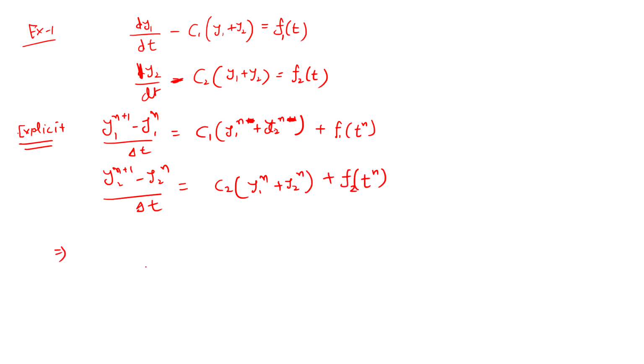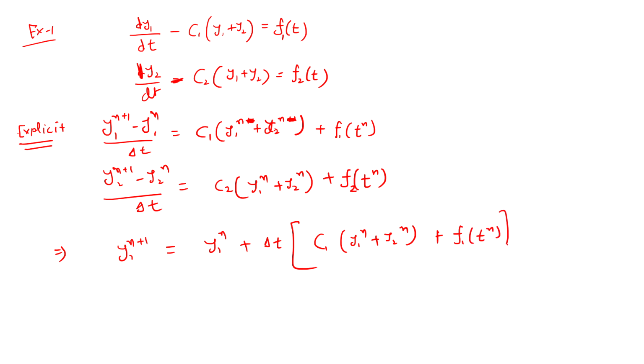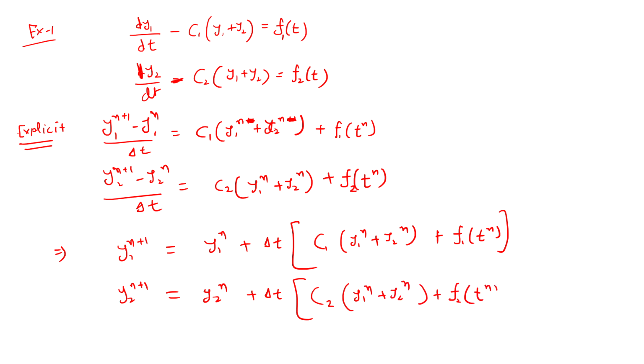This implies y1^(n+1) will become y1^n + Δt times (c1 y1^n + y2^n + f1(t_n)), and y2^(n+1) will become y2^n + Δt (c2 y1^n + y2^n + f2(t_n)). So this is my explicit formulation. Now let us go to the implicit formulation.